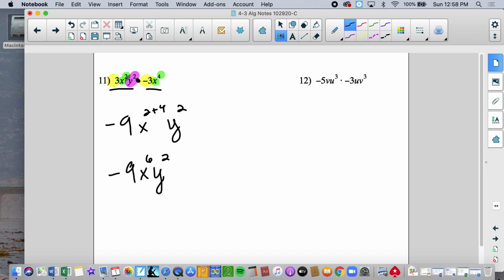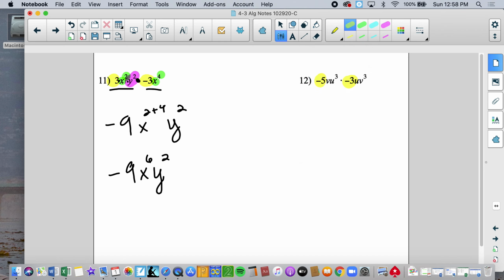Everything is multiplying here. 3 times x squared times y times negative 3 times x to the 4th. That's why it ends up being a monomial. When we multiply a monomial times a monomial, we produce a monomial. Probably should have said that in the beginning. That would have been good.